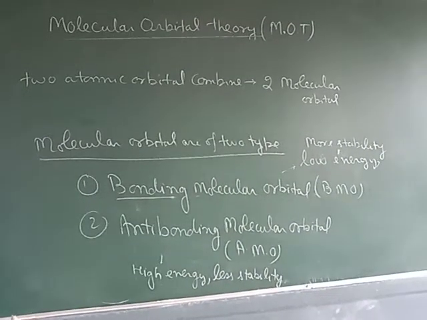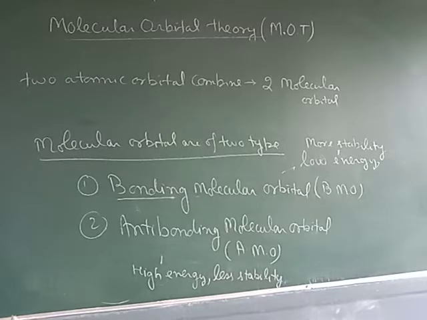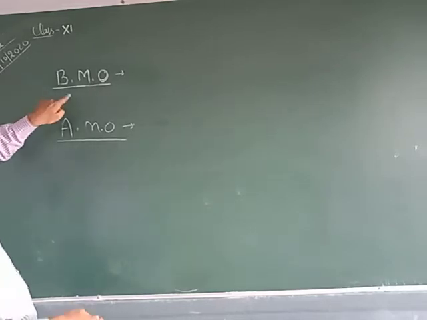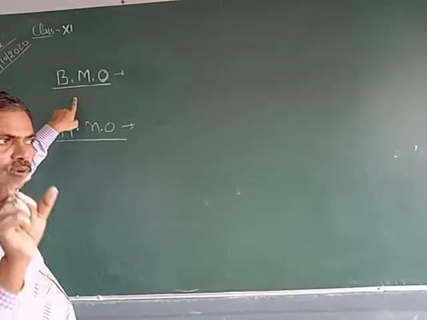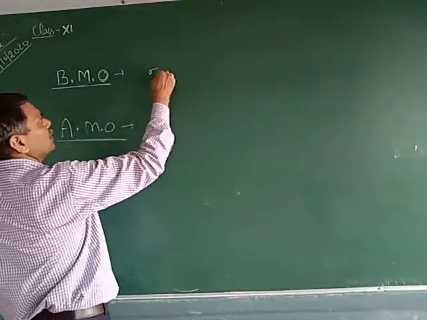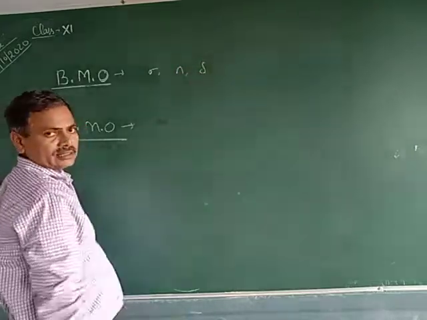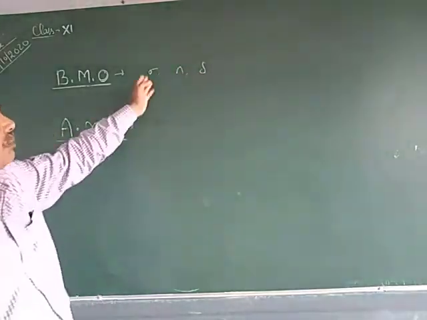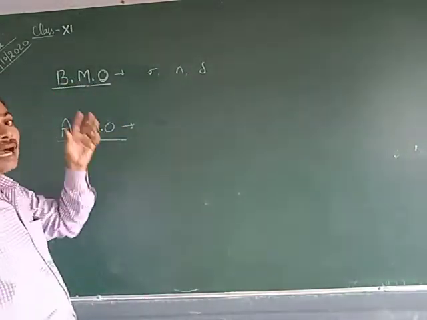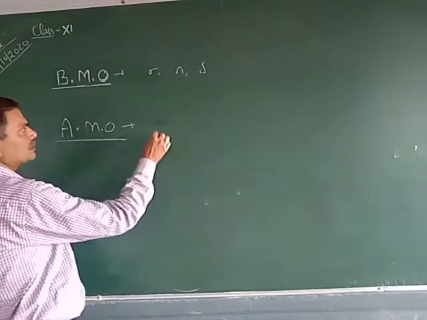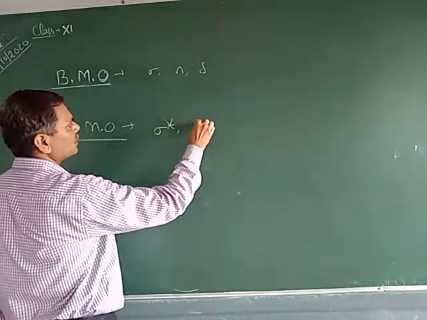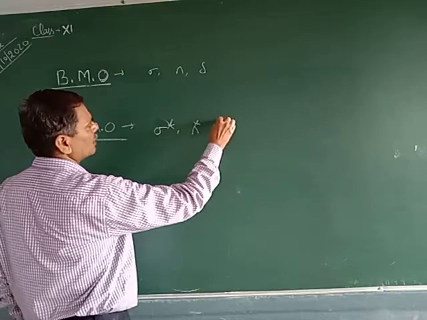You can take a screenshot of this board, then I will give more explanation about it. Bonding molecular orbitals have low energy and high stability, and they are represented by sigma, pi or delta. While anti-bonding molecular orbitals, which have high energy and less stability, are represented by sigma star, pi star or delta star.